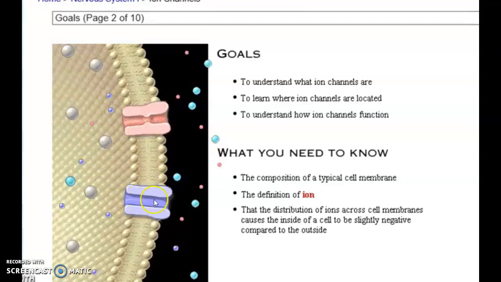But the leak channels tend to keep a certain charge going when other channels aren't really active, and we call that a resting membrane potential. They maintain a certain charge difference between what's going on outside and what's going on inside. And since different cells have different numbers of these leak channels, different types of cells will have different resting membrane potentials.